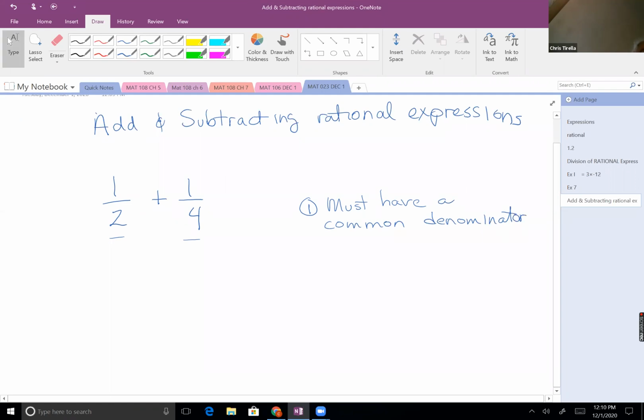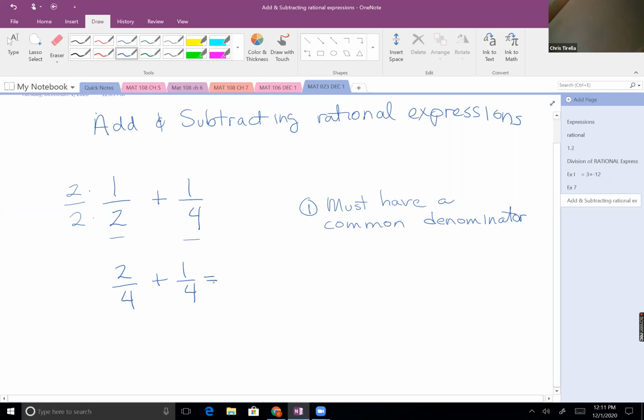So that 1/2, if we multiply top and bottom by 2, and I like writing it this way because it shows me I'm just multiplying by the number 1. So I'm not changing the value, just the way it looks. And so that gives me 2/4 plus 1/4.